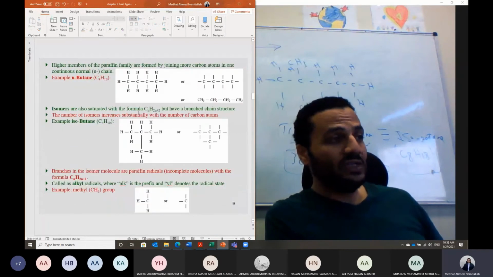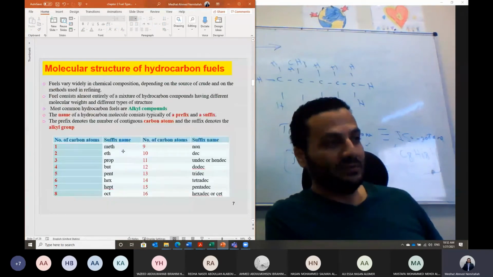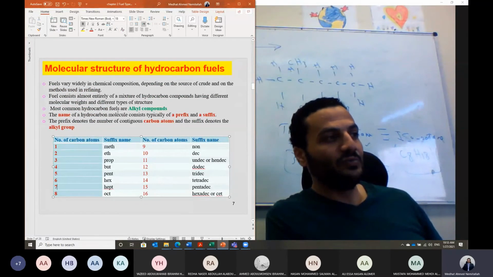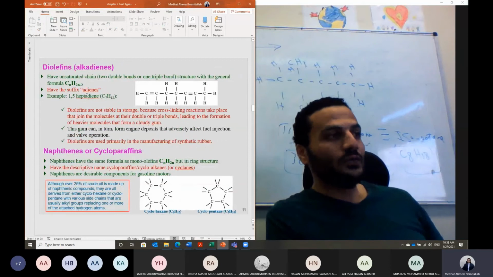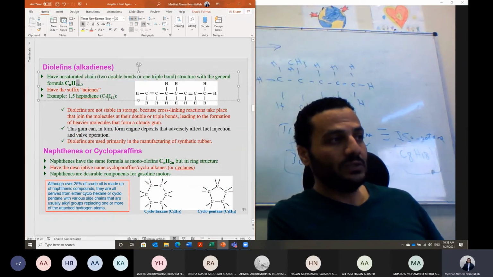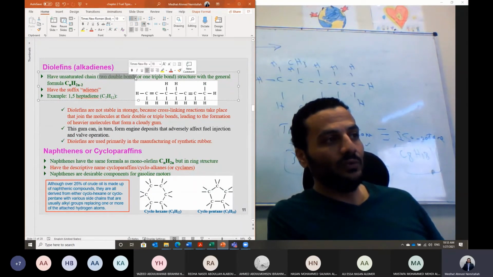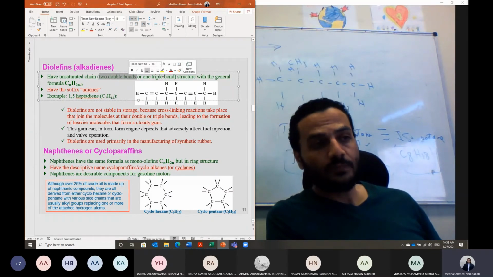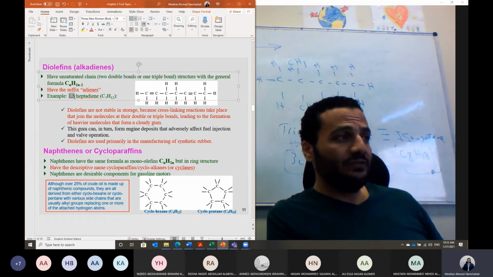That means you have to keep this table in mind. When I say hept, that means the number of carbon atoms is 7 in this case. So for heptadiene, the number of hydrogen atoms is 2n-2, so it will be 12. And in this case, shabab, we said we have to have two double bonds or one triple bond. He said here we have 1,5-heptadiene.